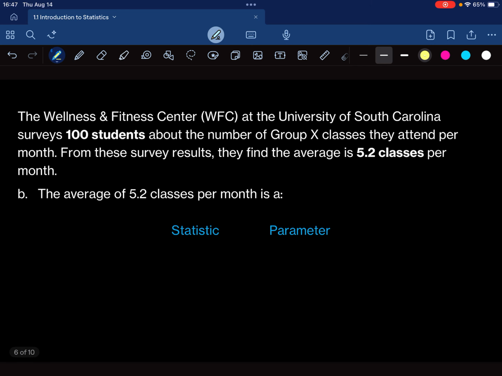Again, here's the rest of that question. So if you want to pause here and try the question on your own, now's a good time to do it. So in this one, we're talking about the average of 5.2 classes per month is either a statistic or a parameter. Again, that's important information given to us in that problem. Since this is just based off of the data that they collected, it's just based off of the survey results that they had, it is going to be our statistic because it's just based on the 100 students in the sample.